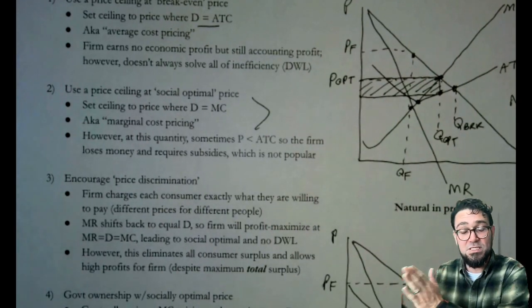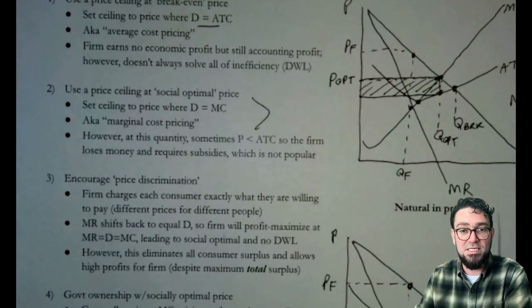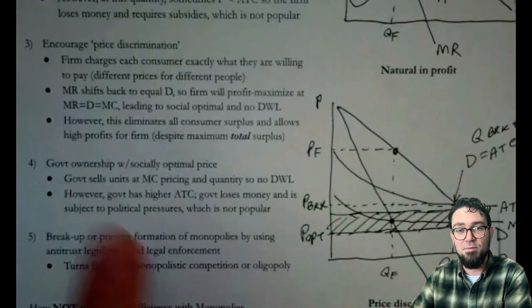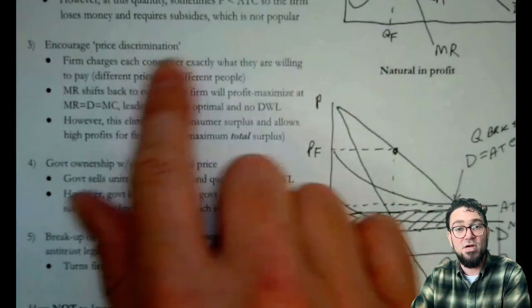Actually, they're going to increase the quantity of production by using these price ceilings. Now, there are really three other options that I want to briefly talk about. The third option is something called price discrimination.